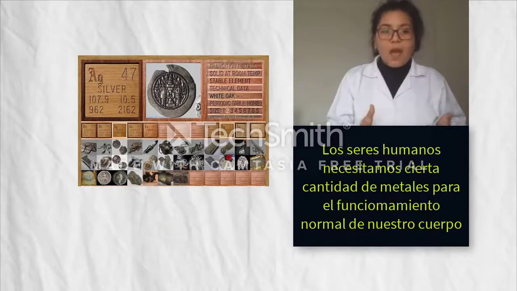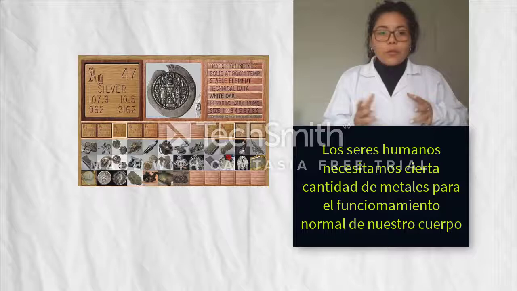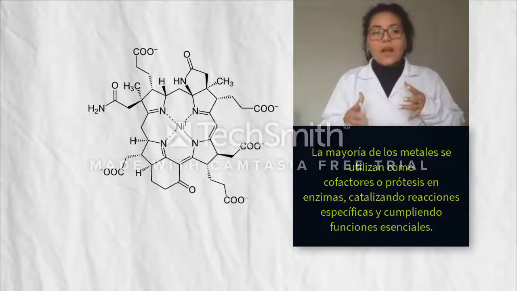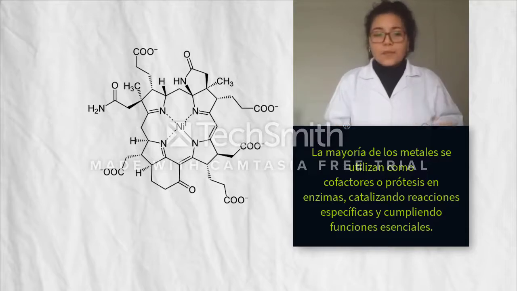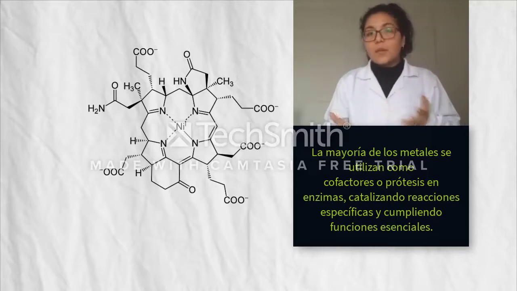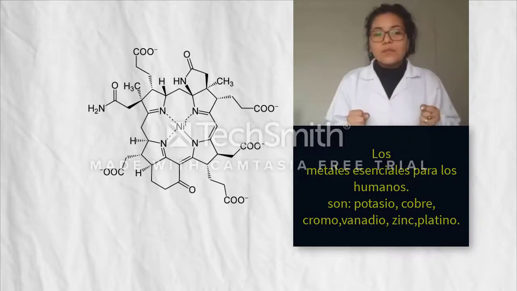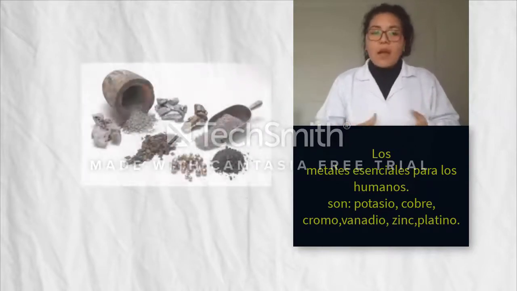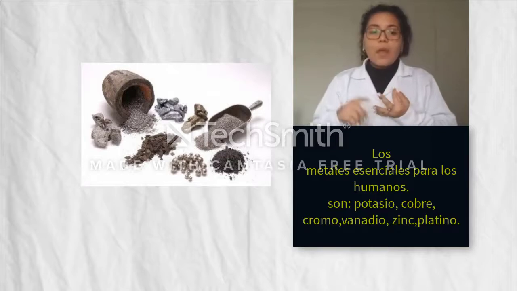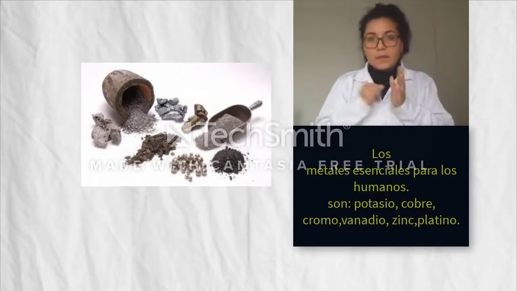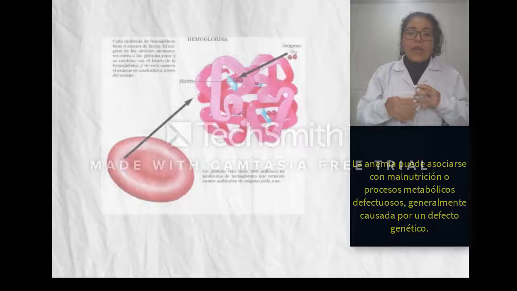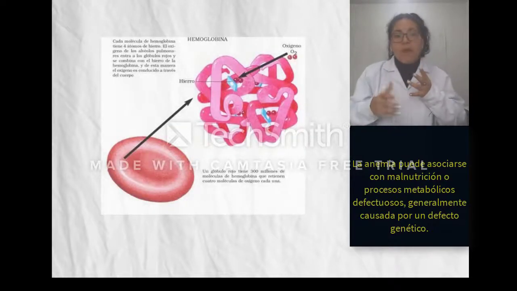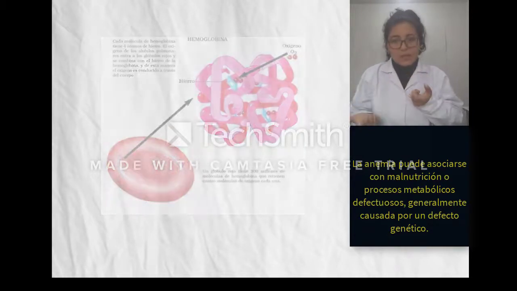You need a certain amount of metals to function normally. Most metals are used as cofactors or prosthetic groups in enzymes catalyzing specific reactions and serving essential roles. The essential metals for humans are potassium, copper, chromium, vanadium, zinc, and platinum. Anemia symptoms are caused by a lack of certain metals. Anemia can be associated with malnutrition or a genetic defect.